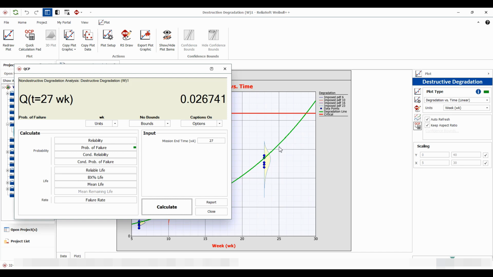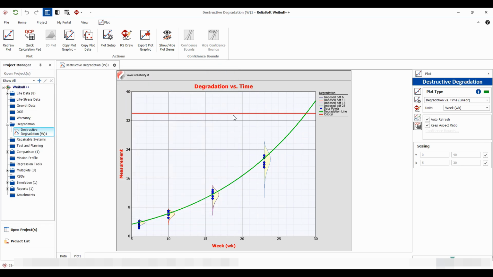And obviously we can change the critical degradation to represent, for example, a variability of our degradation, from a single point set at 34 to multiple readings. And that's it.